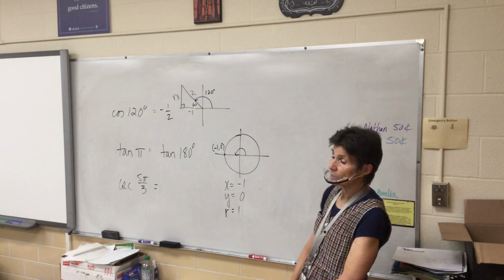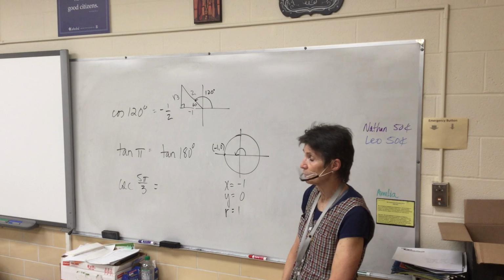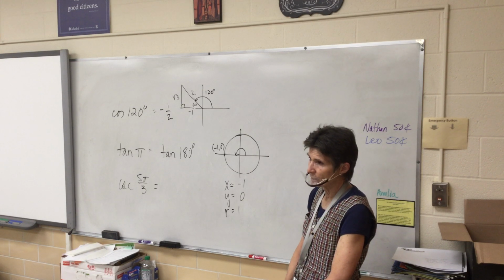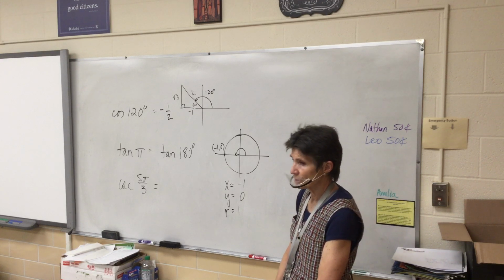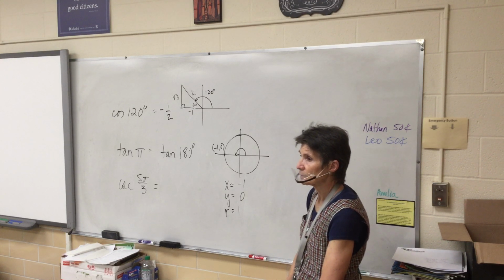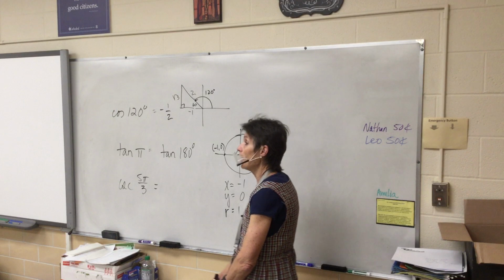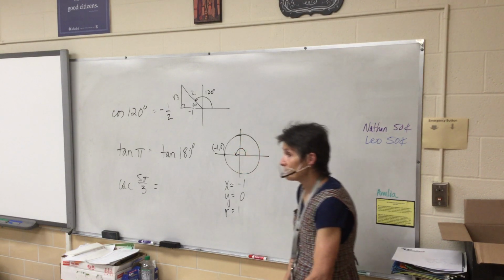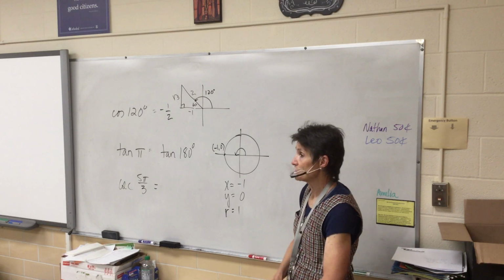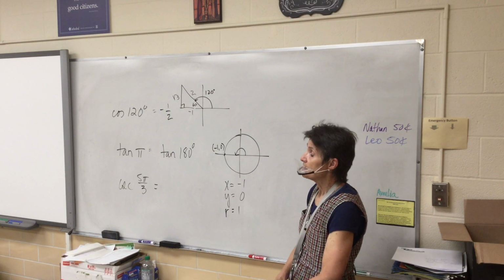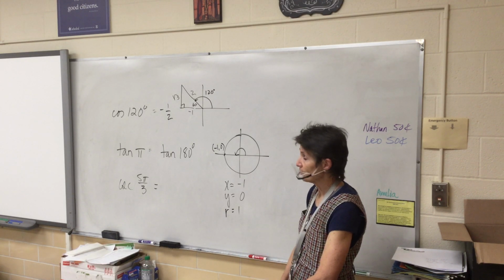Now, tangent. I know it's opposite over adjacent, but that isn't going to work because you don't have a triangle. So what's the other definition of tangent? Y over x, y over x. Try to remember tangent is slope. In fact, that's kind of the groundwork of differential calculus. Tangent is slope, so y over x.